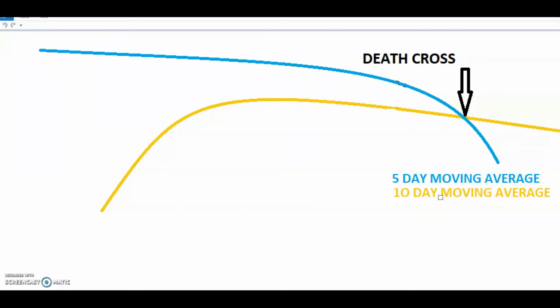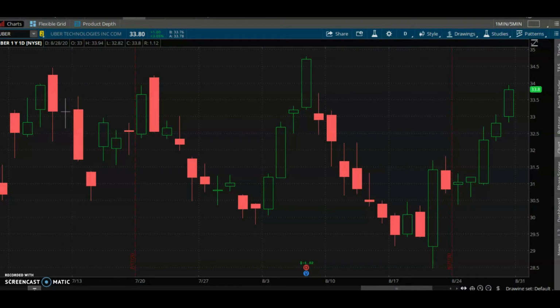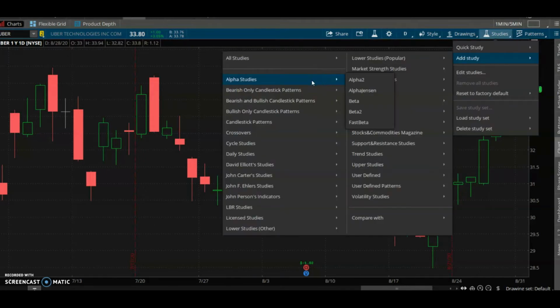Let's now move over to some live charts where I can show you a death cross situation and a golden cross situation. So right here we have a chart, and all we have on this chart are the candlesticks. In this case, each candlestick represents one day, and what we're going to do is add 2 moving averages to this chart. The platform that I am on is called THINKORSWIM, and the way that I would add my moving averages is as follows.